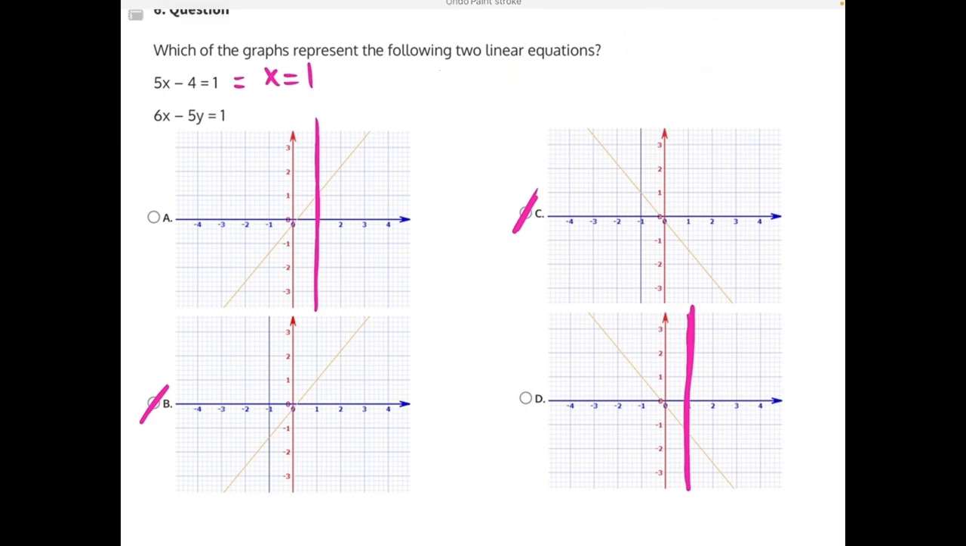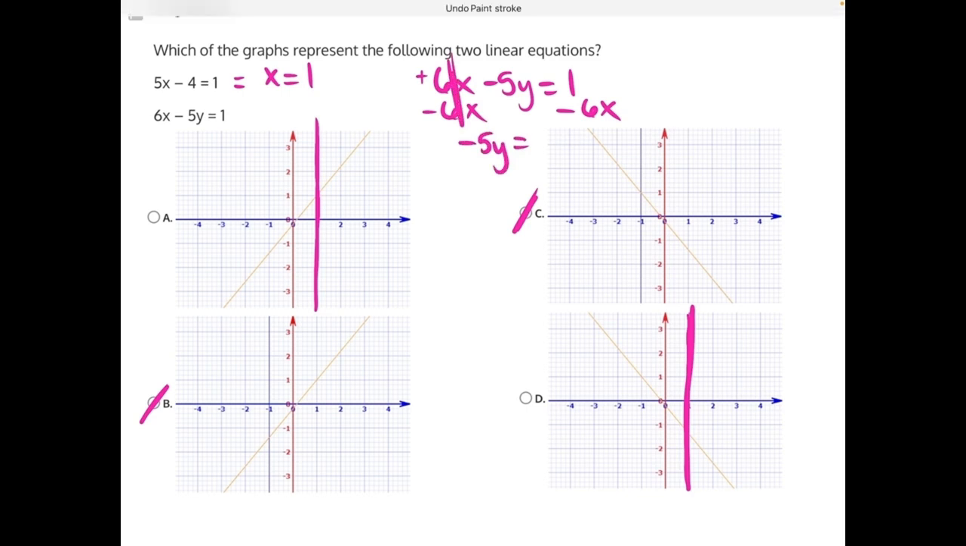So let's do it. 6x minus 5y equals 1. Let's take 6x and put it on the other side. 6x is positive, so the opposite would be subtraction. These will cancel, leaving us with negative 5y equals 1 minus 6x. Then we would need to divide everything by negative 5, because 5 is being multiplied to y.